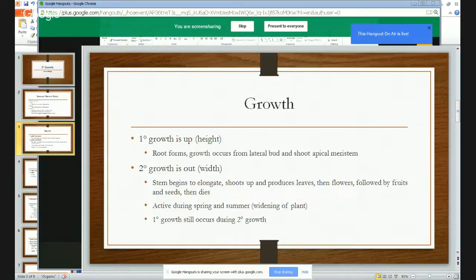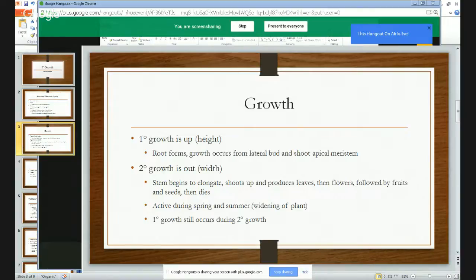With secondary growth, you get your stem still elongating, because even though it's secondary growth, primary growth still occurs during the secondary growth also, so it's happening at the same time. You're still going to get some leaves, then flowers, then fruits and seeds, and then it's going to either die or go into dormancy. And then the stem is going to get wider.